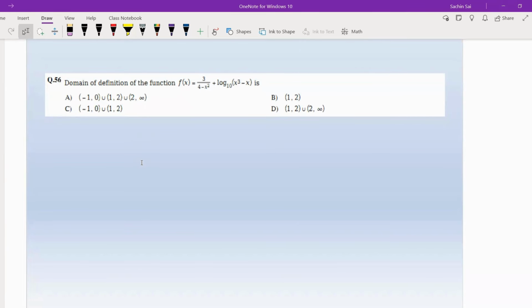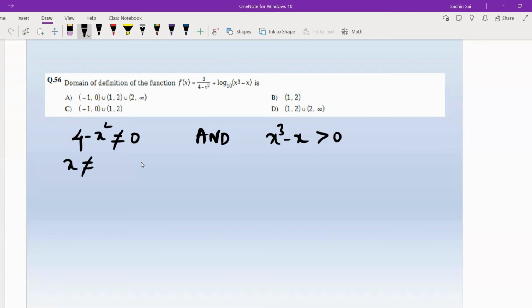Question 56. Domain of definition of the function. So this function has two parts. The first part is 3/4 minus x square. So what is the condition for f of x to be defined? First, the denominator in the first term should not be equal to 0. And the second condition is that for the logarithm to be defined, x cube minus x should be strictly greater than 0, right? So 4 minus x square not equal to 0. This means x can be any real number except 2 or minus 2.